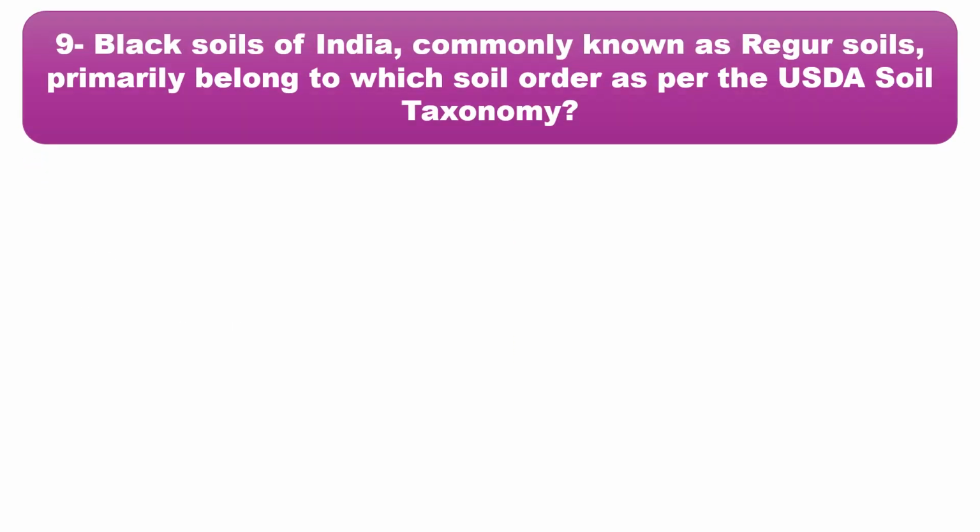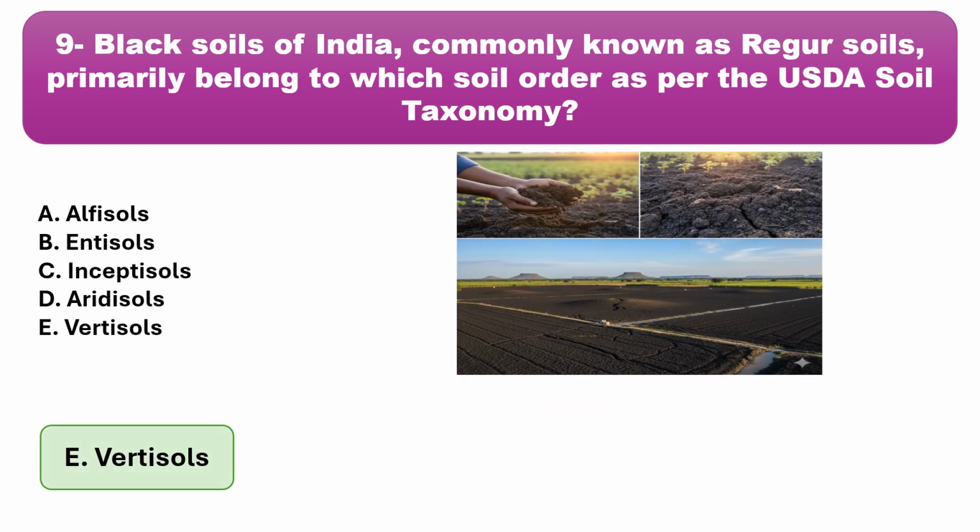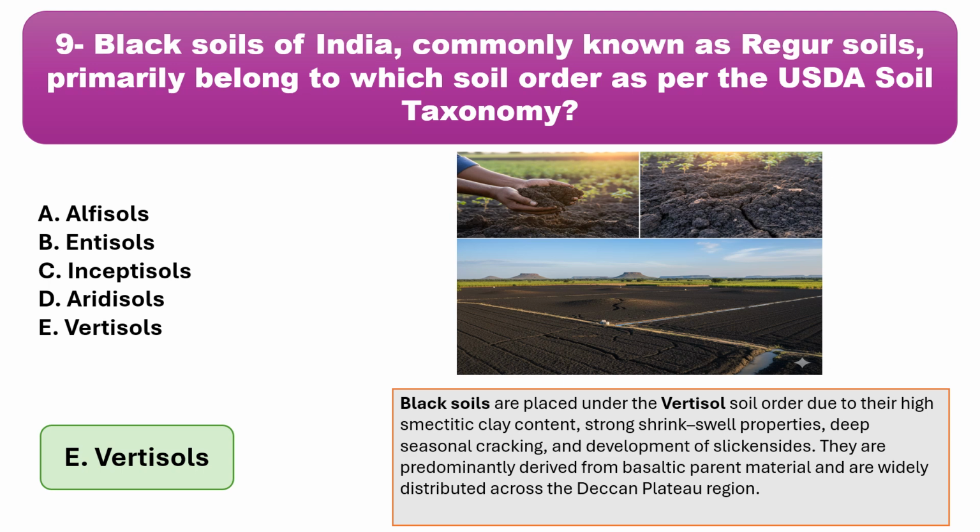Next question. Black soils of India, commonly known as regur soils, primarily belong to which soil order? The correct answer here is that the black soils of India, commonly known as regur soil, primarily belong to the vertisols soil order. And here are some images of black soil. See, the black soils are placed under the vertisol soil order due to the presence of smectite clay content, and also they have strong swelling and shrinking properties, and due to it we can see a lot of cracks in black soils. It is mainly located in the Deccan Plateau region of India.